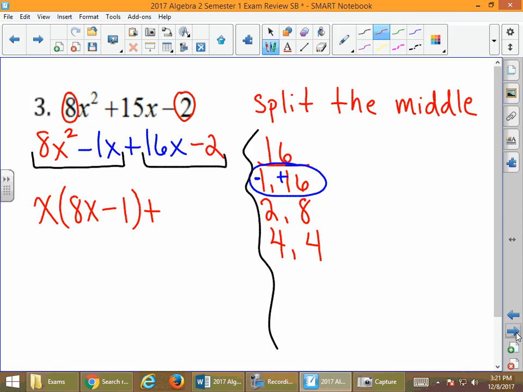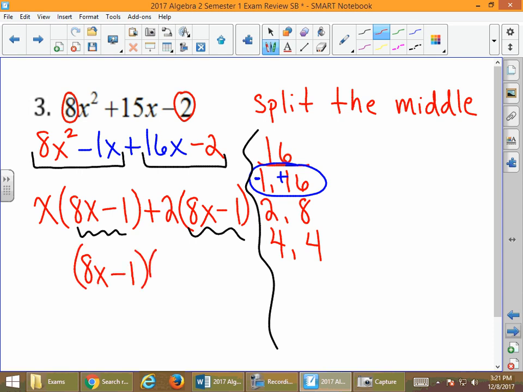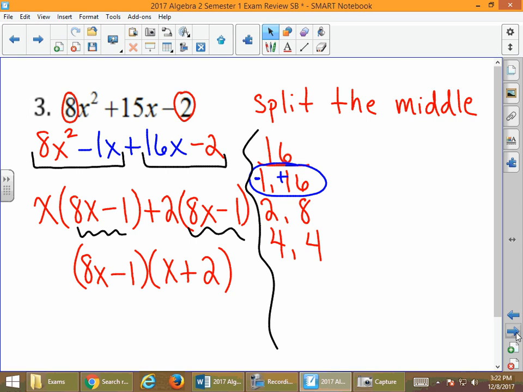But our greatest common factor in the second group is 2. And when we factor that out, 16x divided by 2 is 8x. 2 divided by 2 is 1. In fact, it's negative 2 divided by 2, which is negative 1. And now we can finish this problem because we have an 8x minus 1 in each group. And then we have an x plus 2, our singles that are left over from our grouping. The x in front of the 8x minus 1, the 2 in front of the 8x minus 1.